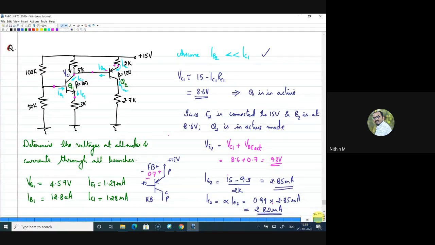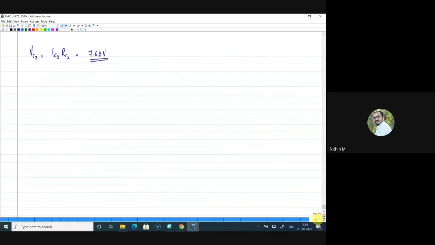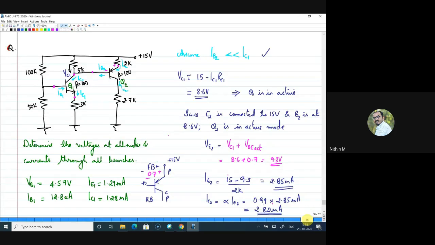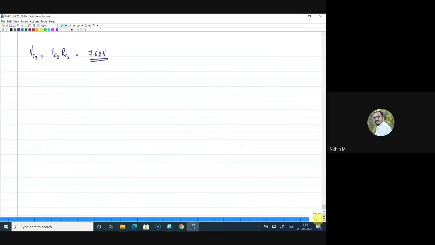Initially, by looking at the collector voltage VC1 and the emitter voltage, we assumed that this junction is forward biased, and this should be reverse biased to say that the transistor Q2 is in active mode. Now look at the voltage of VC2. VC2 is 7.62, and our VB2 is actually 8.6. So you can definitely see there is a difference, and your base is lower than the collector, so the collector base junction is reverse biased. That assumption is also valid now.